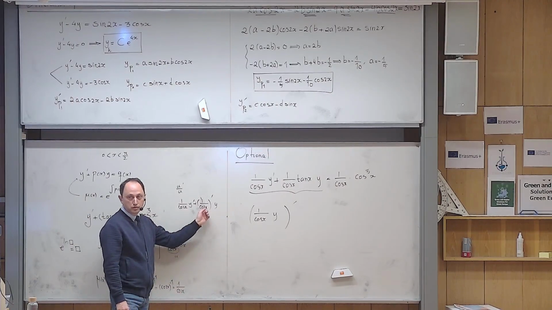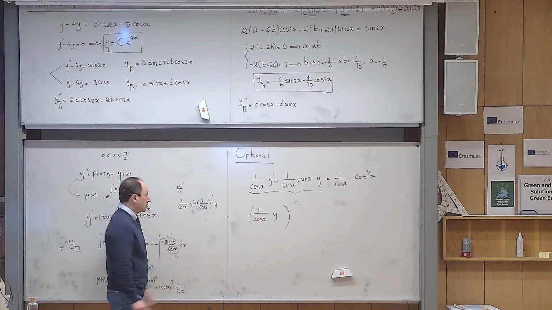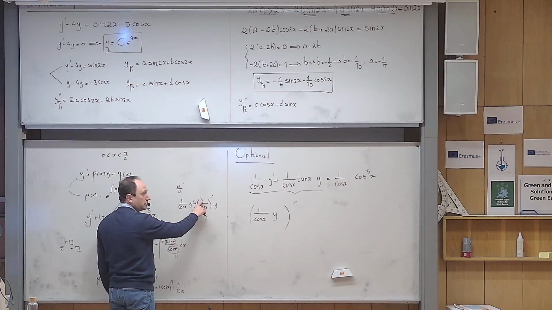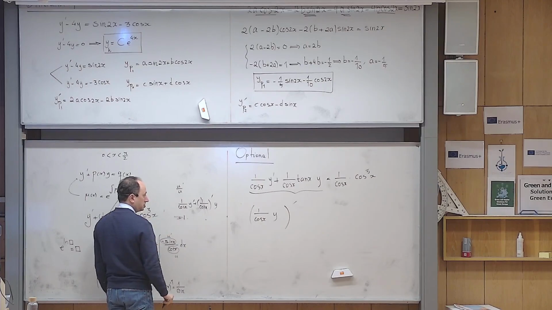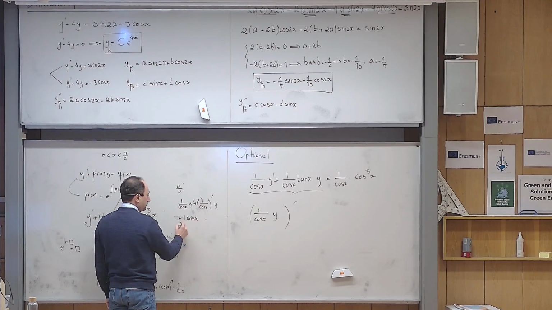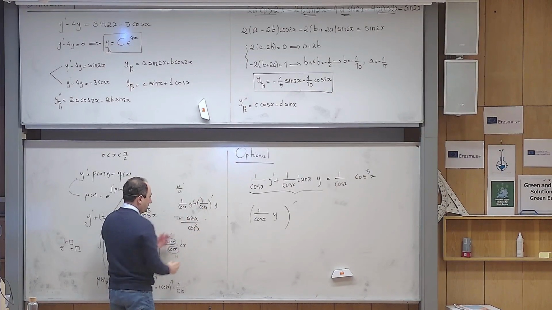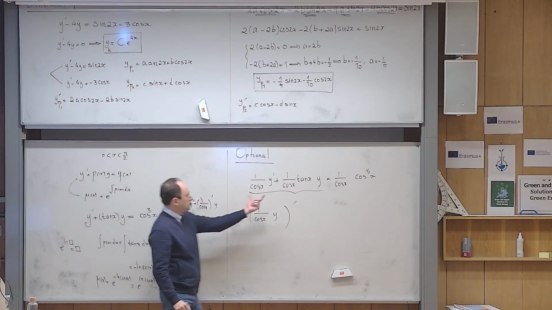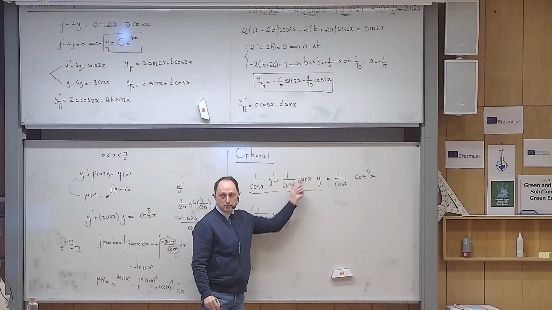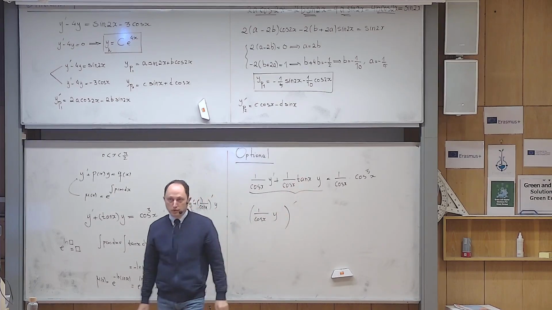I have to use the quotient rule. So it becomes the derivative of the numerator, 0, multiplied by the denominator itself, so it is 0, minus the numerator multiplied by the derivative of cosine, which becomes minus sine, divided by the denominator squared. But sine x over cosine x squared is exactly that combination, yes? Tangent times 1 over cosine. So everything is in order.